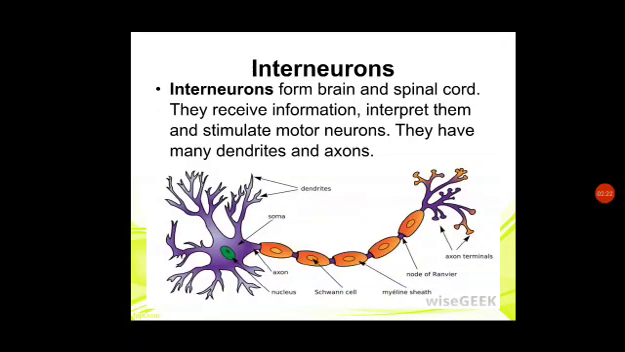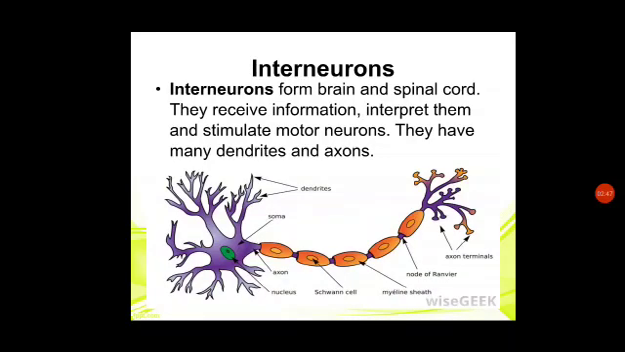The next type is interneurons. Interneurons form the brain and spinal cord. You can say the neurons or nerves which are present in the spinal cord and the brain are interneurons, and they receive the information, interpret it and stimulate the motor neurons. They have many dendrites and axons.